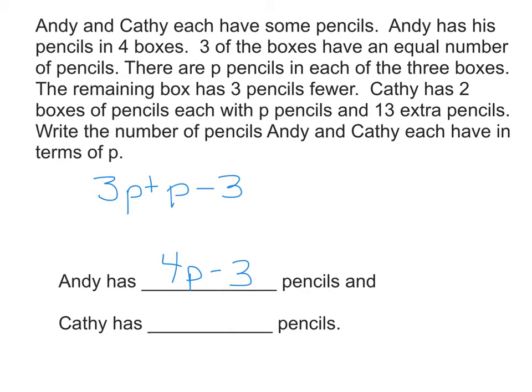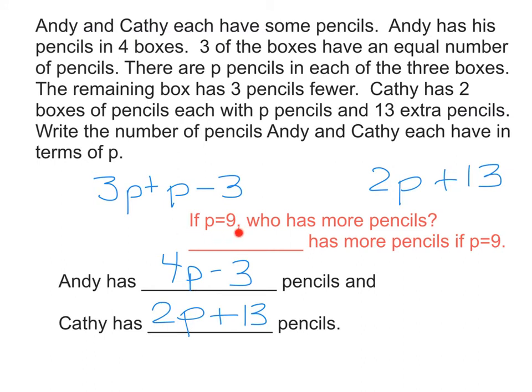Kathy has 2 boxes of pencils, each with P pencils, and 13 extra pencils. So she's got 2 boxes with P pencils each, or 2P pencils, and another 13 pencils besides that. So her expression is 2P plus 13.